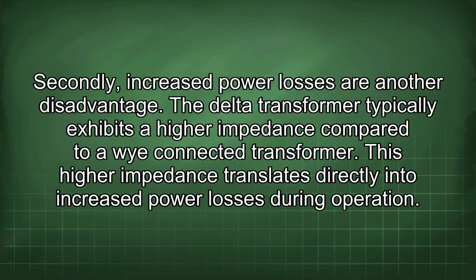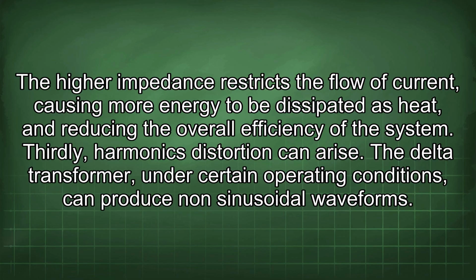Secondly, increased power losses are another disadvantage. The delta transformer typically exhibits a higher impedance compared to a Y-connected transformer. This higher impedance translates directly into increased power losses during operation. The higher impedance restricts the flow of current, causing more energy to be dissipated as heat, and reducing the overall efficiency of the system.